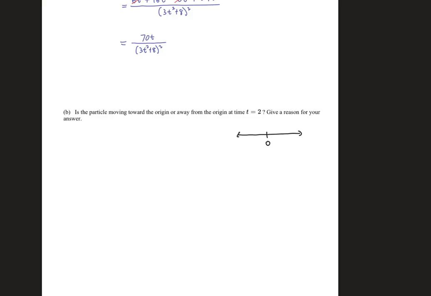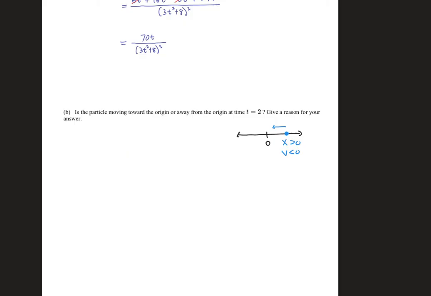The particle could be to the right of the origin, so that means the position would be positive. And then it could be moving to the left. That would be moving to the origin, which would mean the velocity would be negative. That's one possibility of moving towards the origin: position is positive, velocity is negative.